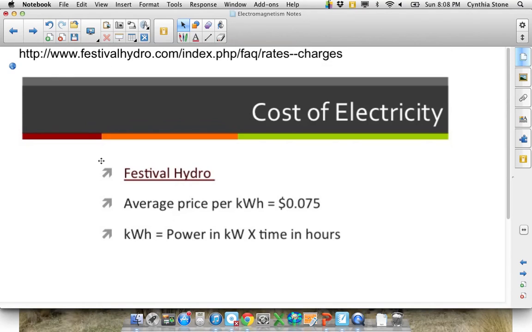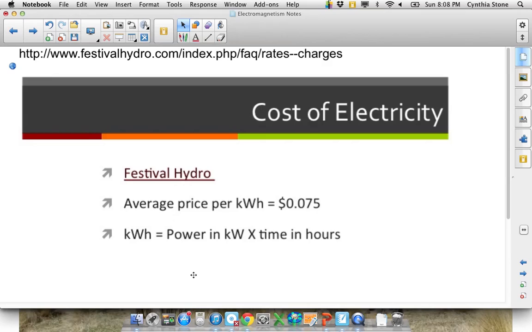Cost of electricity. This is probably old information, but we pay for electricity in a price per kilowatt hour. A kilowatt hour is like, say you had a device that used 1 kilowatt, which is 1,000 watts. That was the power consumption of that device. You take that and multiply by the number of hours you ran that device, and that's what we mean by kilowatt hour, and that's what you pay for.